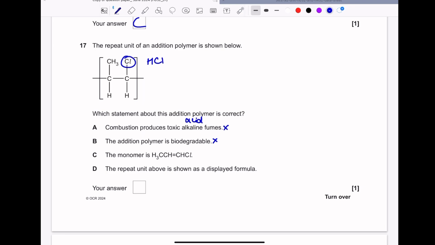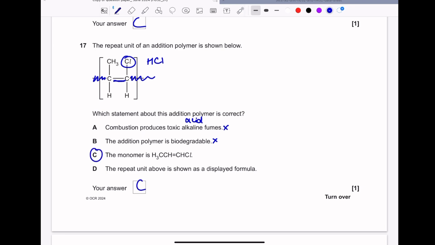Now, I believe this might be Year 13, so if you haven't heard nucleophilic attack before in polymers, you could just ignore what I'm saying right now. When you come back to this in Year 13, it will make more sense. But bottom line is PVC, which is what this is, polyvinyl chloride, it's not biodegradable. The monomer is this. Well, we could check that out. So if we put the double bond over here, that makes it a monomer. So it's CH3. Yeah, so this looks to be correct.